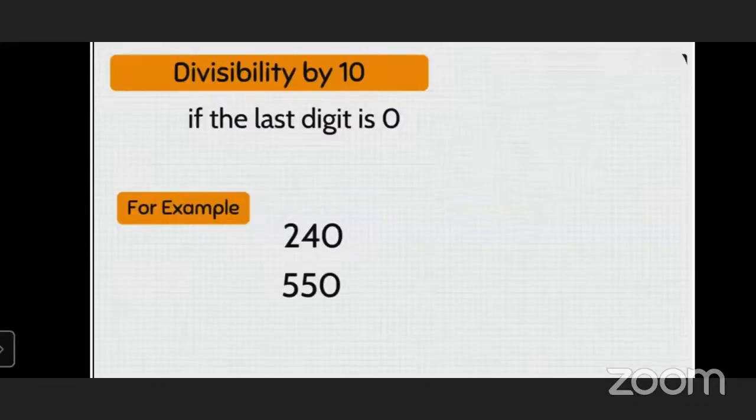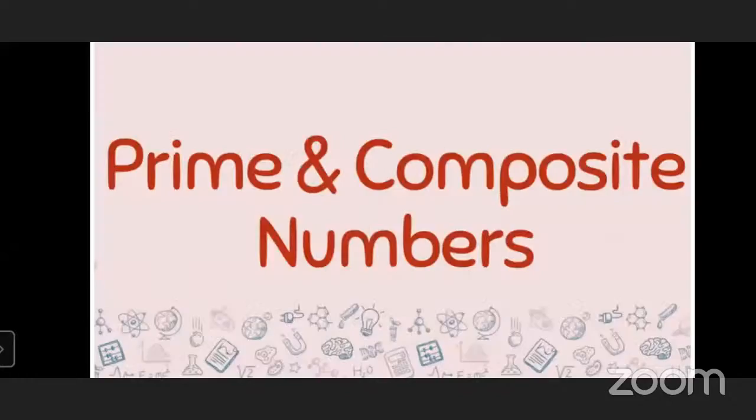Understand? Yes, sir. Everybody understand the divisibility rules of 2, 3, 5, 10? Yes, sir. Okay. Now prime and composite numbers. So what is a prime number and what is a composite number?